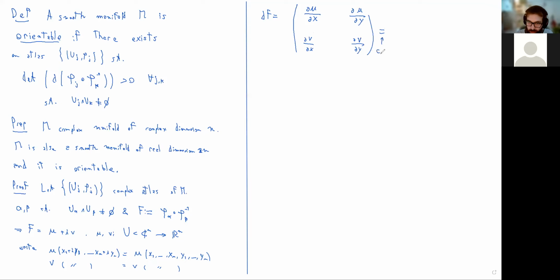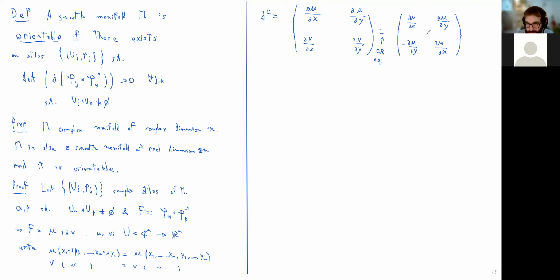So these are the CR equations, which tell us a relationship between the derivative of the imaginary part and the derivative of the real part of a function. So here we have negative dU/dy, negative dU/dx. So this is thanks to the Cauchy-Riemann equations.